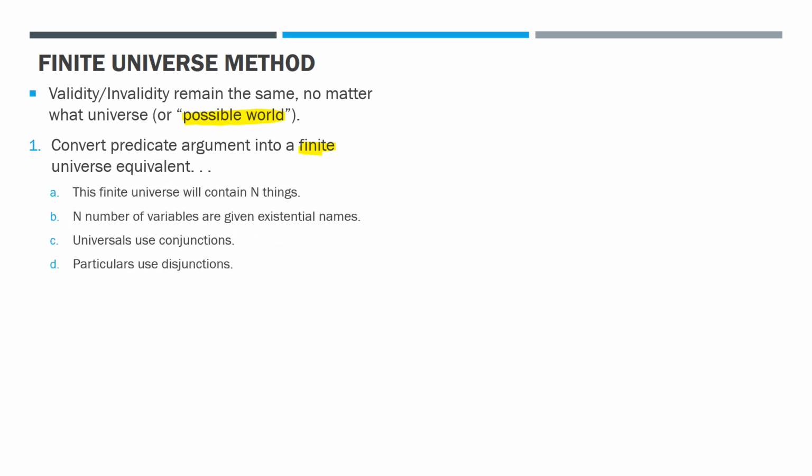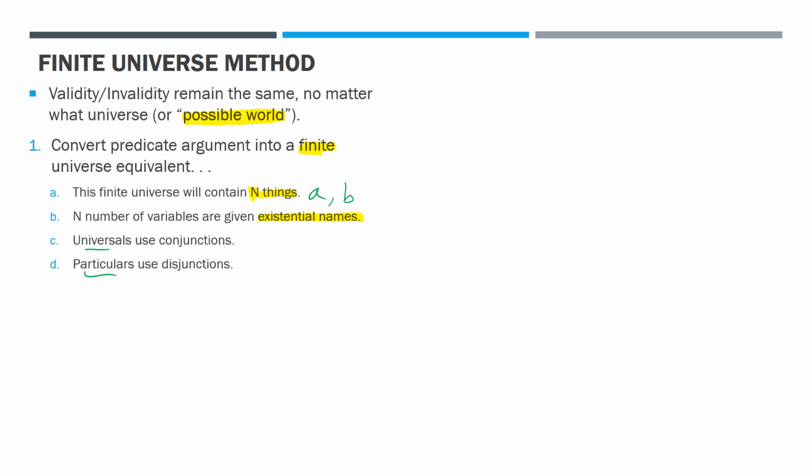So here's the basic idea. This finite universe will contain n number of things. A finite universe may only have one thing. It may have 2 things or 3 things. Now, n, the number of variables, are going to be given existential names. For example, if we have 2 things in the universe, we'll say we have something that's A and then something that is B. The question then becomes, how can we translate universals and particulars, namely existentials?